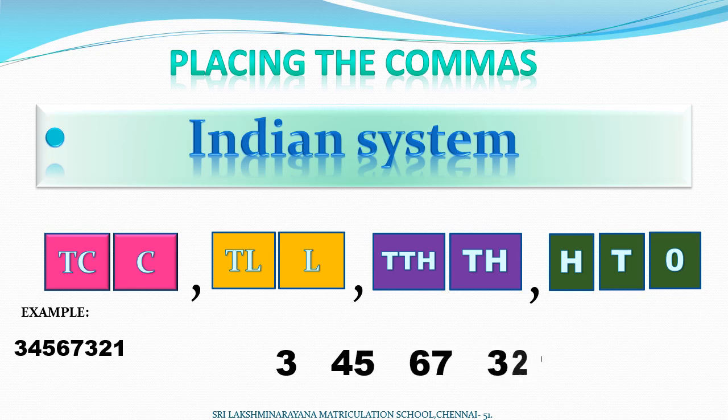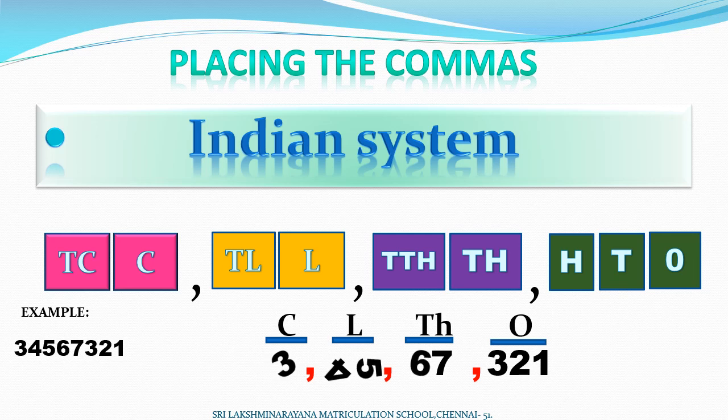Write down the number and from your right corner, start placing the last 3 digits under ones period and the next 2 under 1000 period and the next 2 under lakh period and the remaining digit under crore period. So the commas will be placed in between the periods. I have denoted the commas in red color.